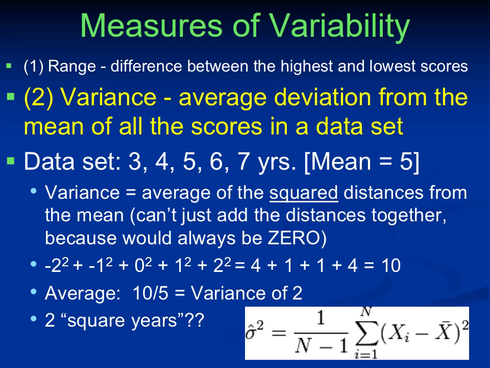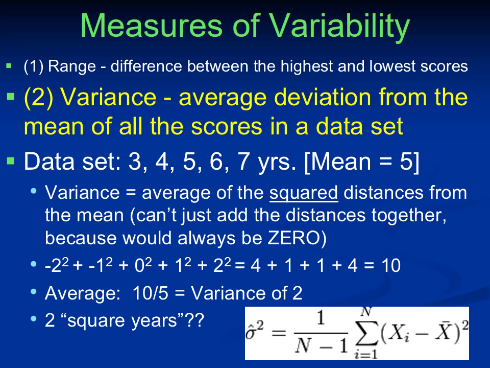So what scientists do to solve that problem is they first square all the deviations from the mean and then add them and take the average of that. That is the definition of variance, the average deviation from the mean. So now this line down here shows you doing the actual variance math here with our data set. So the number 3 is -2 away from that mean of 5. So we take -2 squared.